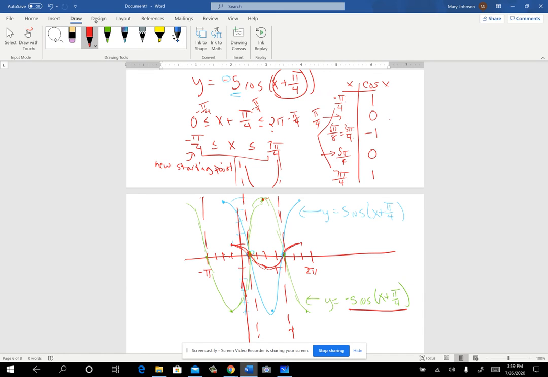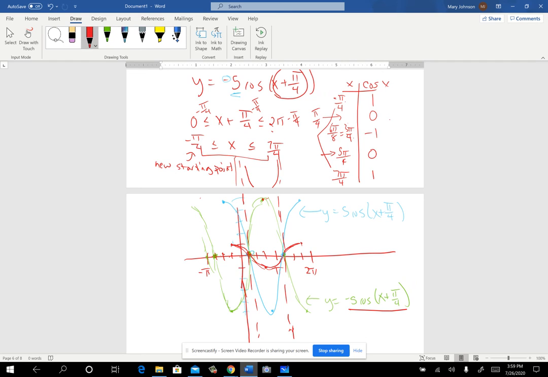Let me see if I got that in the right spot. It's supposed to be 1, 2. Nope, I got it over too far. It'd be right there. Okay, so it's over here and then there. That's where it's going to hit 0 again. So it'll come back like this, and then it'll go back up.